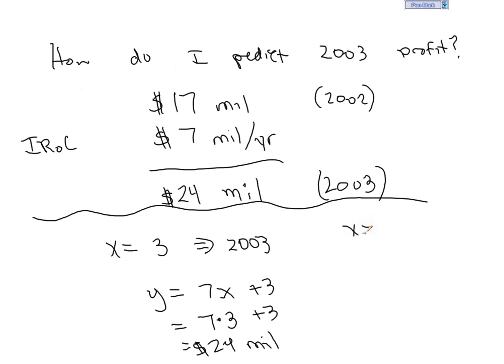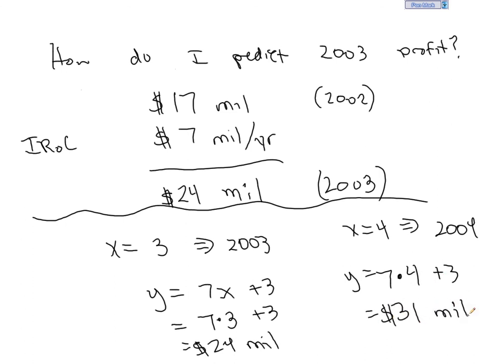So if we assume that this trend continues up through 2004, then in 2004, well, I should have 7 more than I had in 2003. So I would take, in my equation, 7 times 4 plus 3. That gives me 28 plus 3 is $31 million. And you can probably see now that all this is doing is it's just allowing us to plug in the year and get the approximation based on the assumption that our profits are going to increase by $7 million a year.